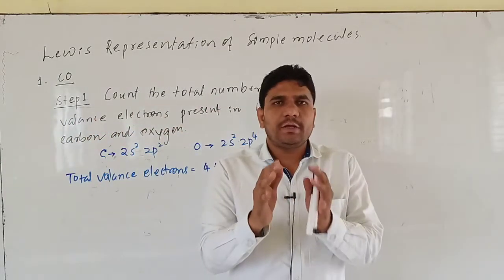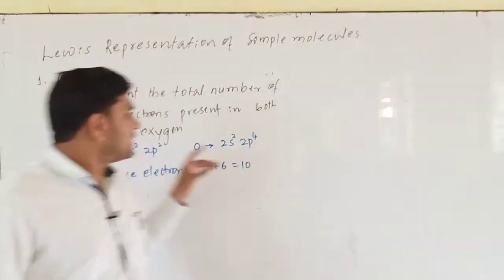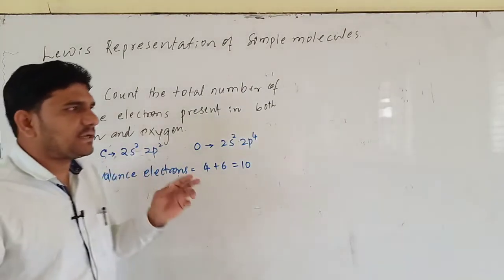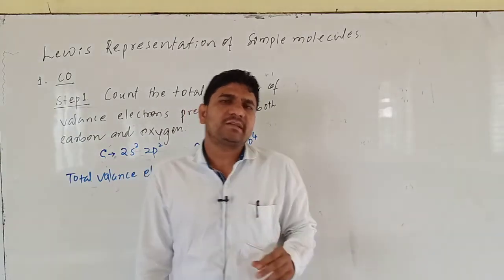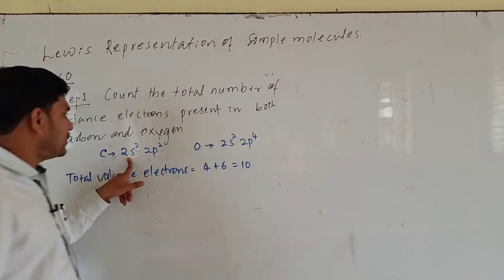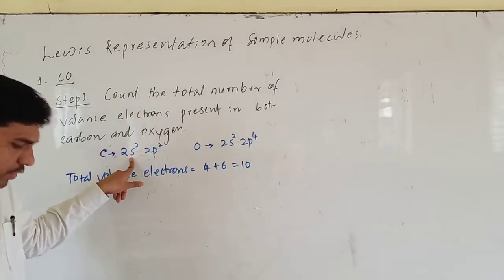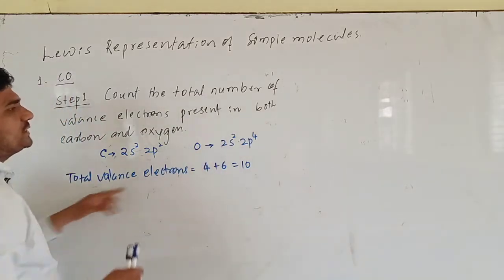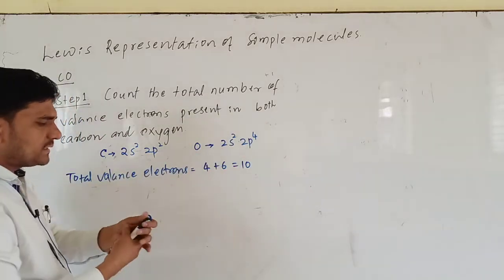Always we have to calculate the total number of valence electrons. How many valence electrons are there in carbon? 4. Valence electrons are nothing but the electrons present in the outermost shell. The outermost shell is 2s2 2p2. In case of oxygen, the total number of valence electrons is 6.